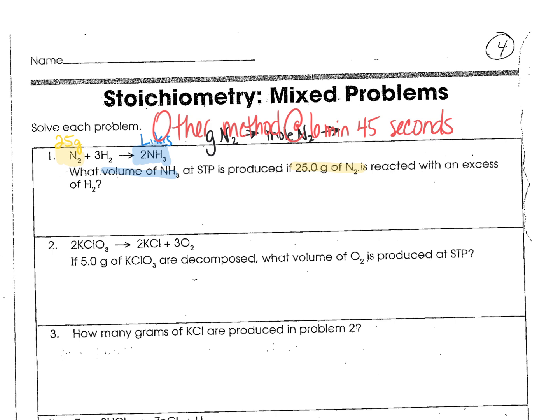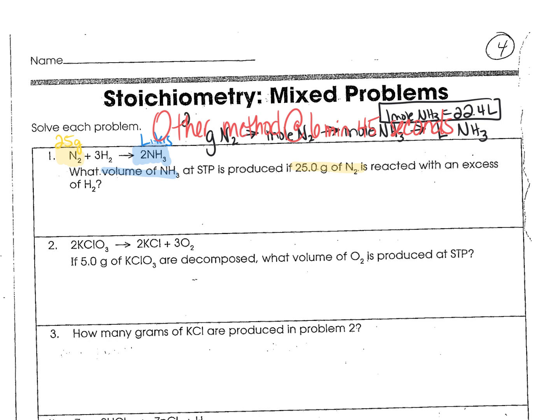Once I get to moles, I can then use the mole-to-mole ratio and the coefficients from the balanced equation to get to moles of NH3. And then finally, I'm going to need to get to liters of NH3. 1 mole of NH3 is going to have 22.4 liters. So I'm going to need this relationship here in order to do that step.